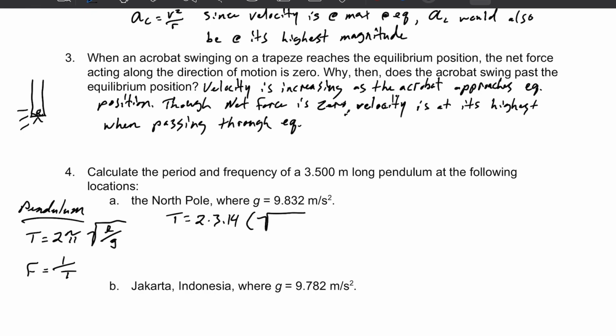I'm just going to write it in as 2 times 3.14 times the square root of 3.5 divided by 9.832. That's the G they gave us for the North Pole. We put this into our calculator, and when we do, we get 3.75 seconds. That is the period. And then if we're looking for the frequency, we just simply need to do 1 over 3.75, which gets us 0.27, and the unit of frequency is hertz.